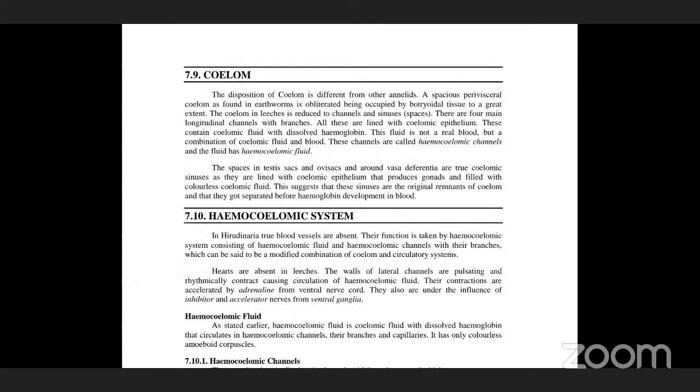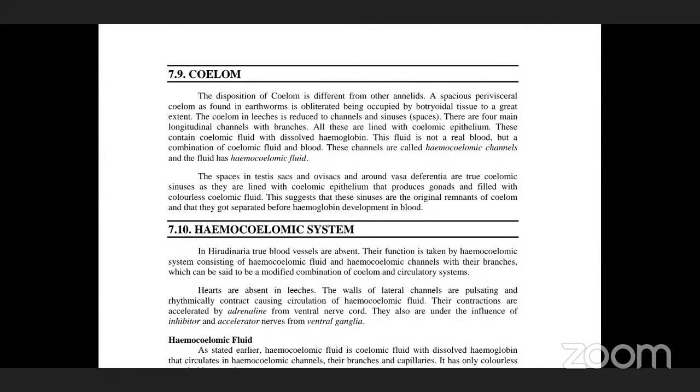Then the coelom, it is nothing but the cavity. The perivisceral coelom is present here, and it is reduced into channels and sinuses, which are spaces. Here, 4 main longitudinal channels with branches are present. This coelomic fluid is present here, but it is not the real blood, but a combination of coelomic fluid and the blood. That's why these channels are called hemocoelomic channels, and the fluid is called hemocoelomic fluid.